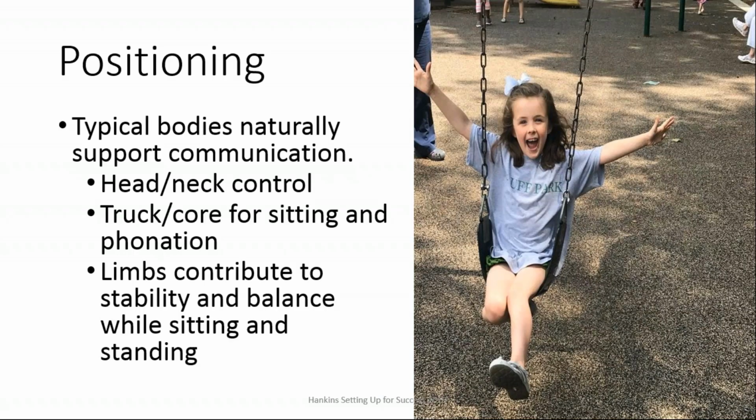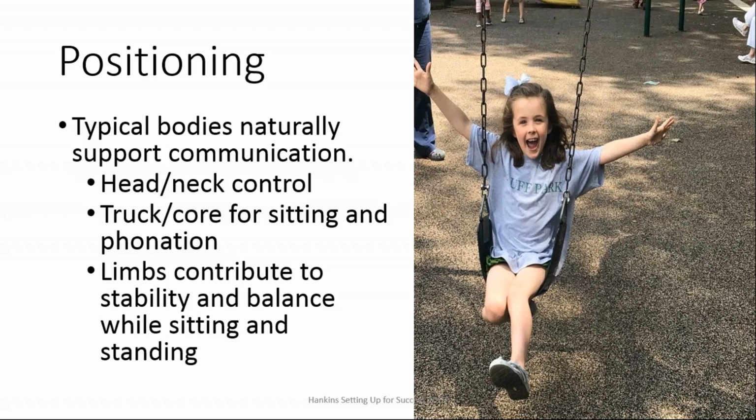This is a picture of my daughter. She is now 7. I think she was 5 or 6 in that picture. And I just want to talk about positioning. Typical bodies naturally support communication. So if you look at my daughter Lucy in that swing right now, she has really good head and neck control. She can hold her head up really well. In that swing that gives her virtually no support, she has good trunk and core for sitting and for phonation. She's probably yelling at me right there.